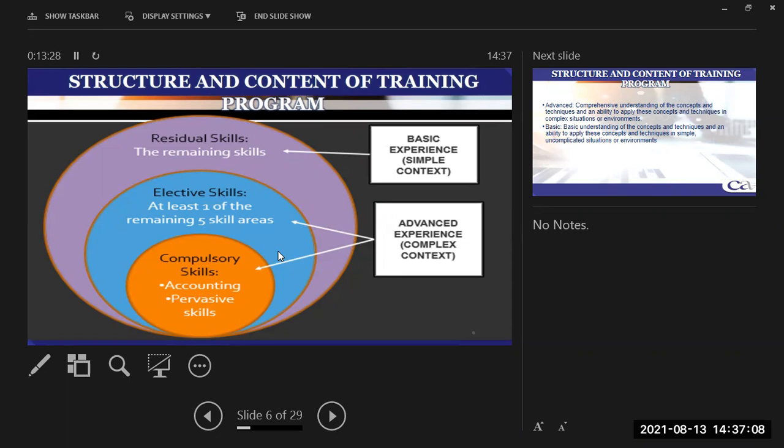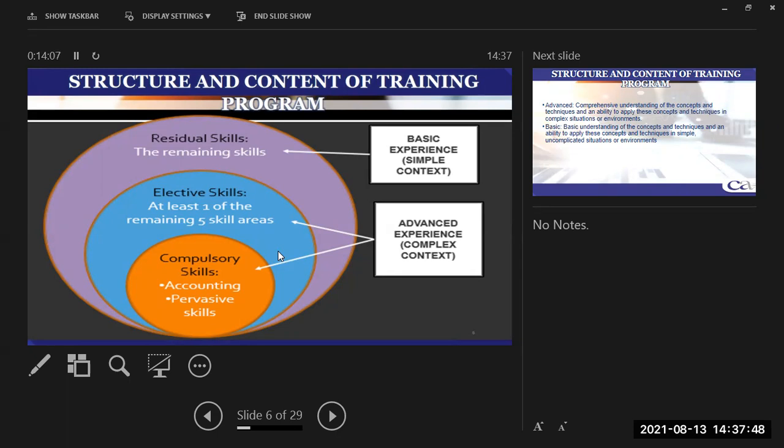And then the elective skills. An elective skill will depend on the industry to which you have been attached during your training program. That is, the training office: what does it mainly do? What is its main objective? Is it audit and assurance? Is it an organization that aims to provide internal audit services? Is it an organization that aims to provide taxation services? So an elective skill will depend on the industry to which one has been attached.